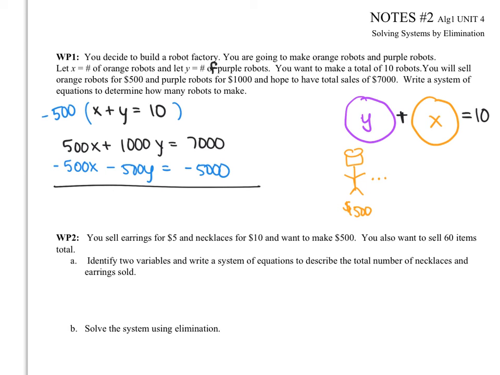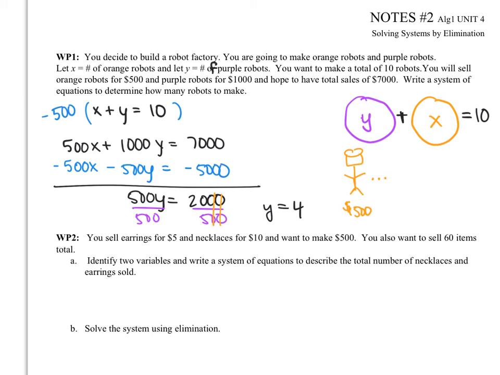And so now I can add my equations together. 500 plus negative 500 would be 0. 1,000 plus negative 500 would be 500y, and 7,000 plus negative 5,000 would be 2,000. Next, I'm going to divide both sides by 500, which is going to get me y equals, and don't forget I can cross off this and this, that would get me y equals 4.